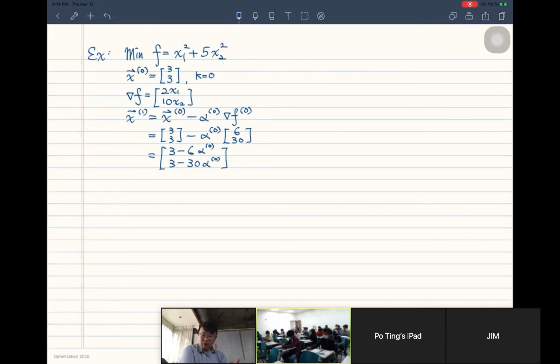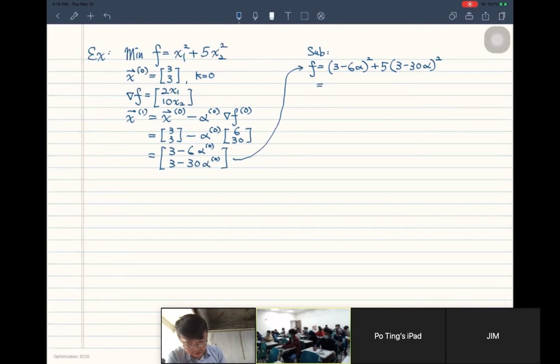Okay, so now I need to move to my subproblem. So over here, my subproblem. So my f becomes what? I plug in. So basically (3 minus 6 alpha) squared plus 5 times (3 minus 30 alpha) squared. So should I derive this? No, I'm not going to expand this, just because for solving this, I don't need to expand it. I can still solve in this form.